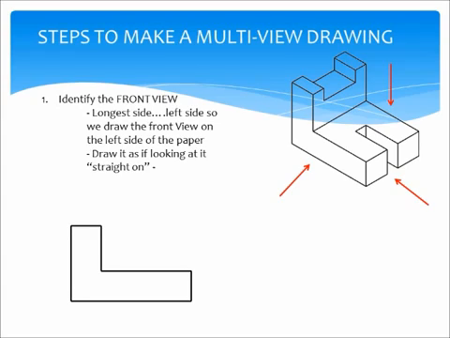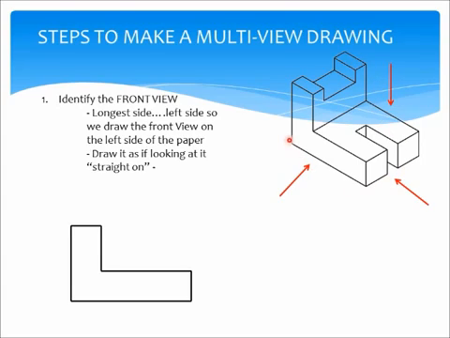Now, when you identify the front view as the longest side, you want to ask yourself, which side of the part is it on? In this case, the longest side is the left side. Do you see that? This is the left side right here. It's the longest side. This is the right side. The front view is going to be either the left or the right side. The view from the top is always going to be the top view.